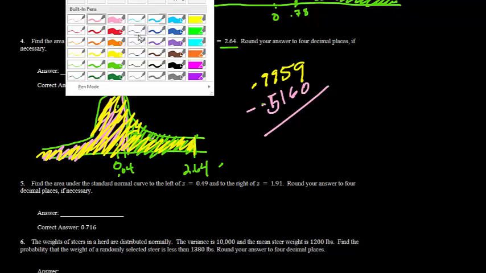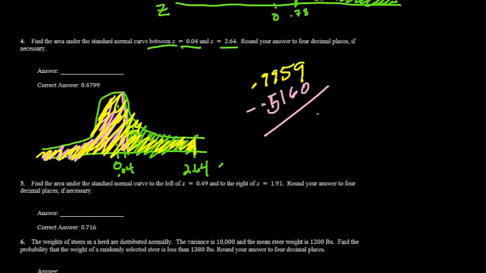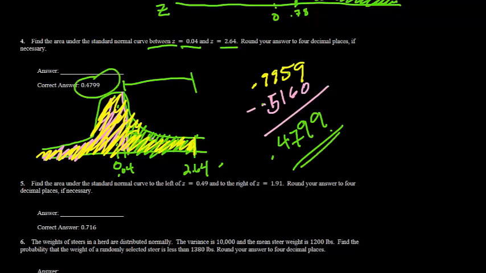Back to my green. So that's going to be 0.9974, or 0.4799. We figure out, again, the yellow is the left-hand side of 2.64, the pink is the left-hand side of 0.04, and we take one minus the other, and we get the area in between, 0.4799, and that is reflected right there.